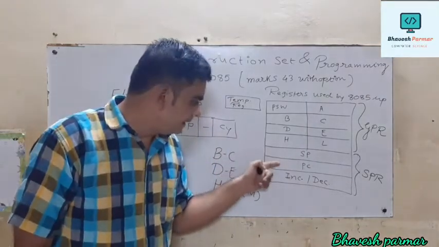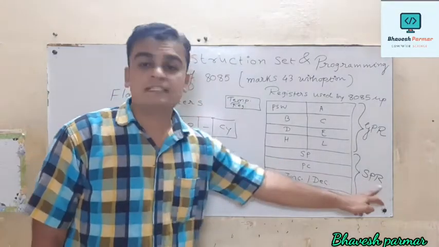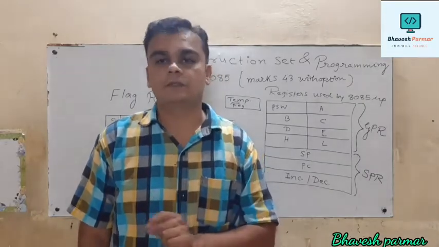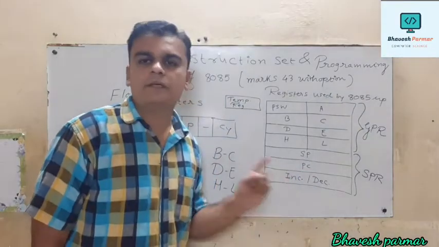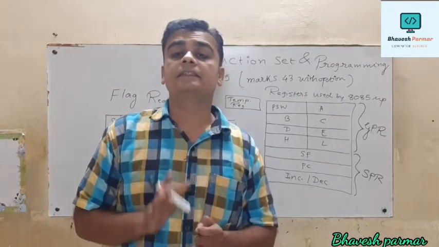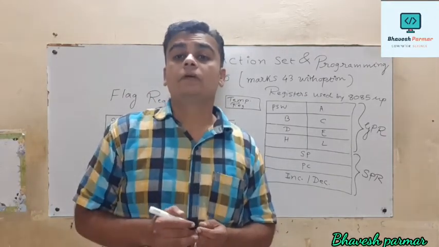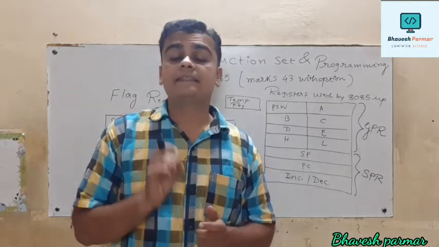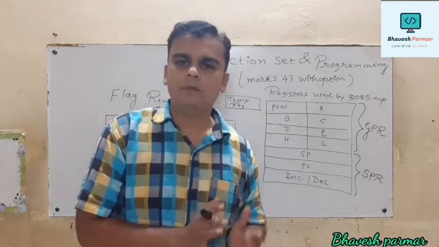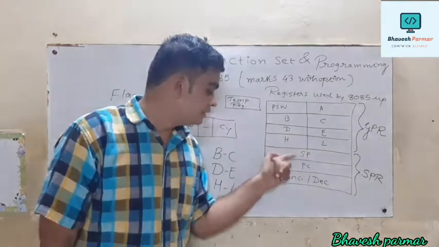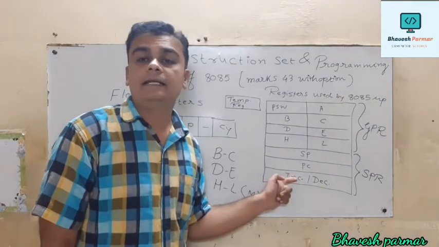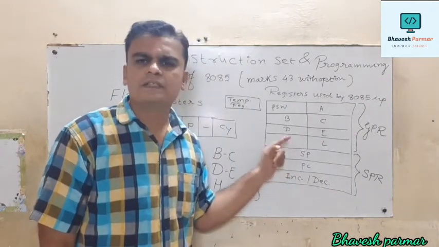Got it guys? And the remaining 3 registers are called SPR. SPR represents special purpose register. So there are a total of 3 special purpose registers provided by the microprocessor, and these registers are helpful to execute an assembly language program. When the microprocessor executes any program, there is a huge help from SP, PC and the incrementer and decrementer. So first of all we are going to discuss SP.